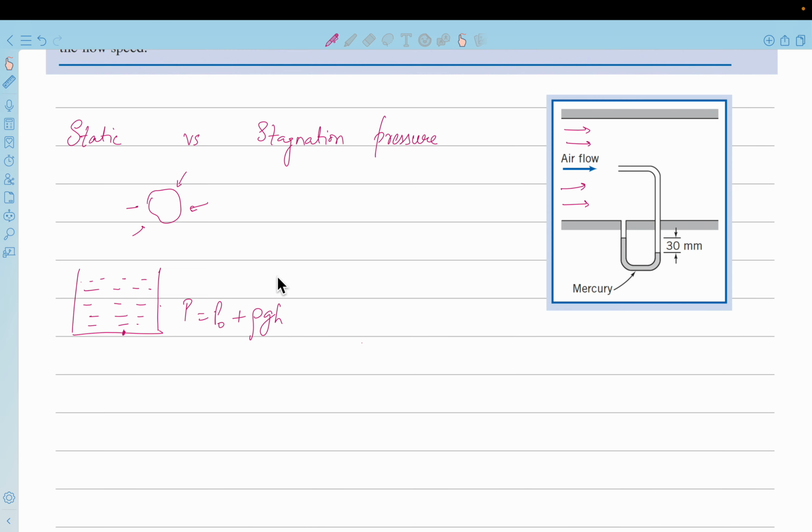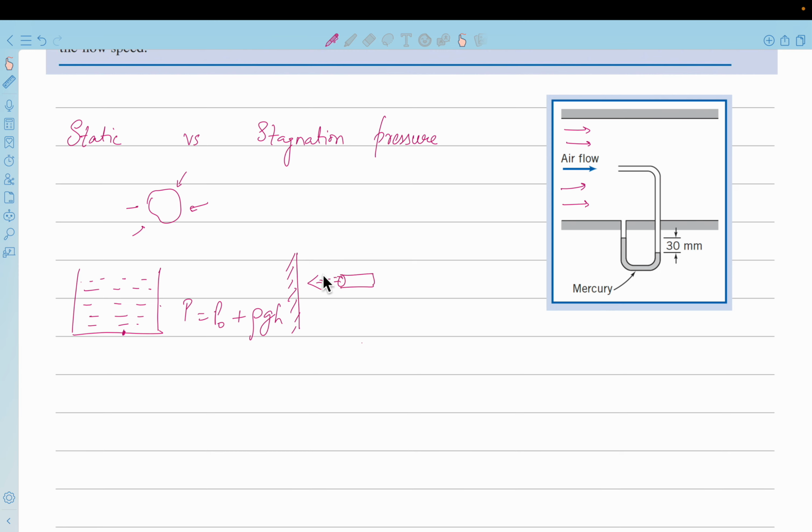And this is something we have been solving for quite some time, right? So this is the pressure that we measure over here, and this is called the static pressure. But now imagine that you have a jet, a jet of water, and you have this plate over here.